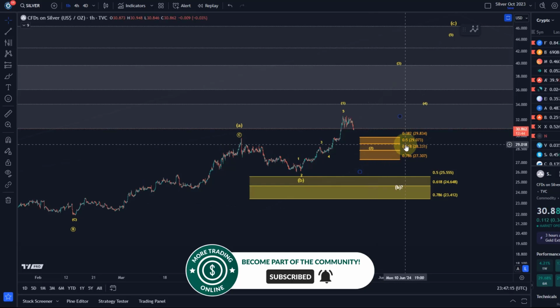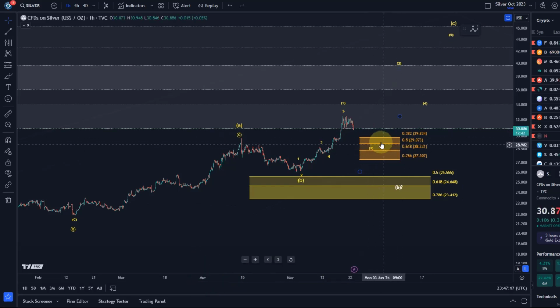We talked about this support region already in the last video. It's defined between $27.30 and $29.83. It is possible that this is now the wave 2. And in a wave 2, the price could use this support zone as a jump off point to start a rally in a 3rd wave to the upside.